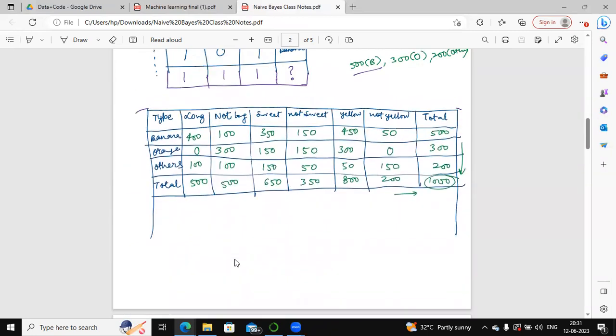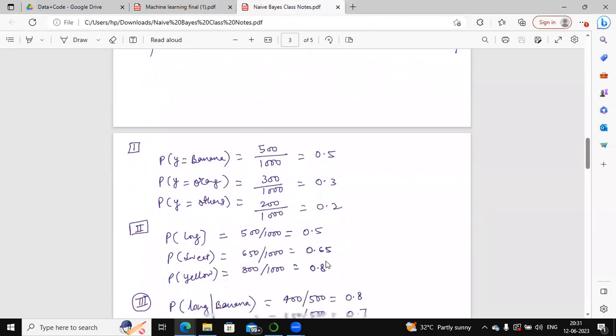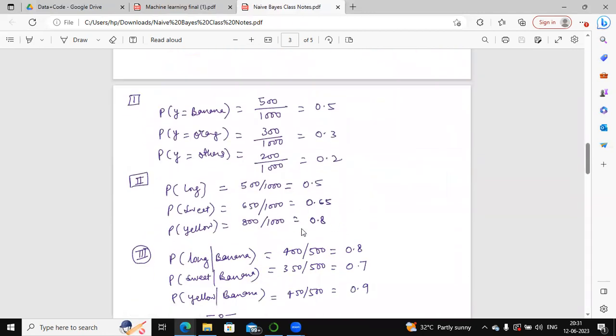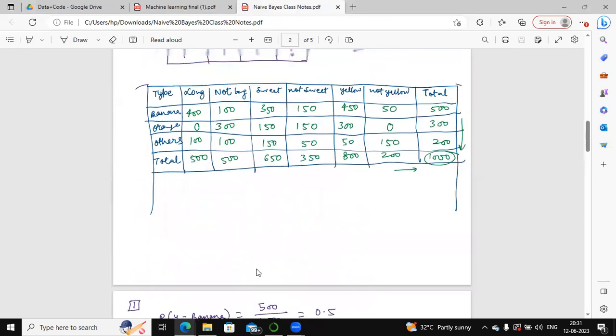How many are sweet? Sweet is 350 plus, here the total is 650. 650 by 1,000 is 0.65. Similarly, yellow is 800 over here, so 800 by 1,000 is 0.8.